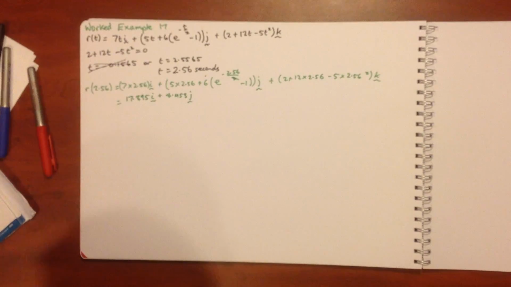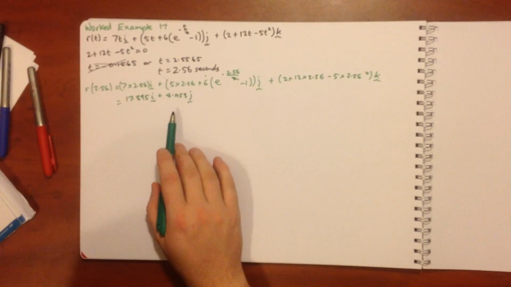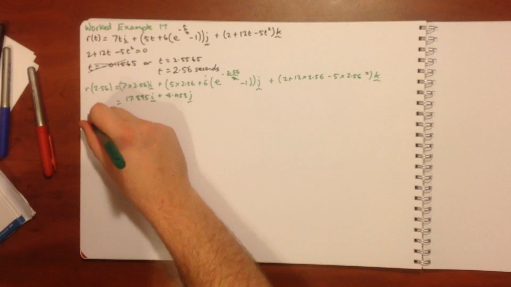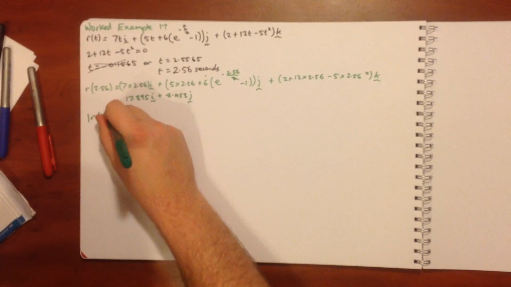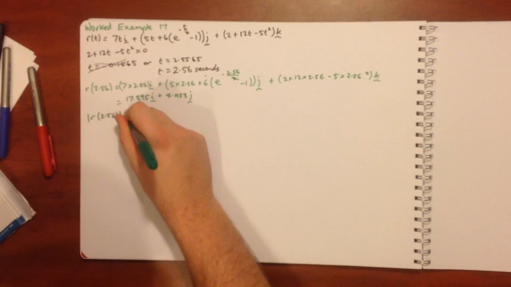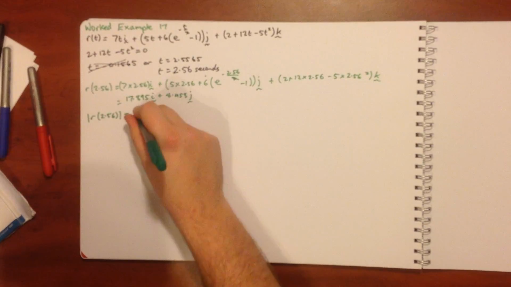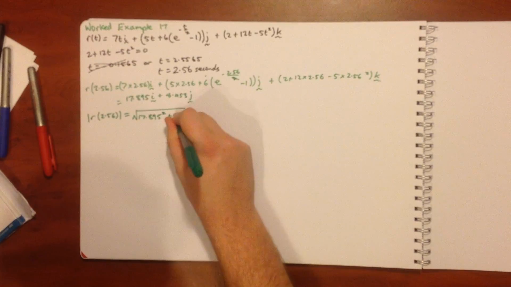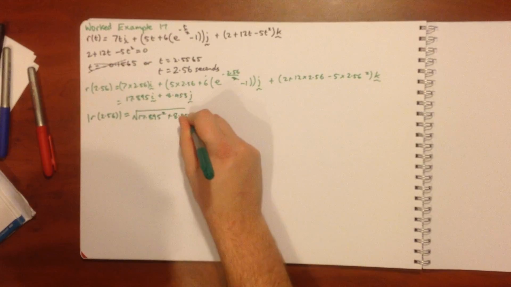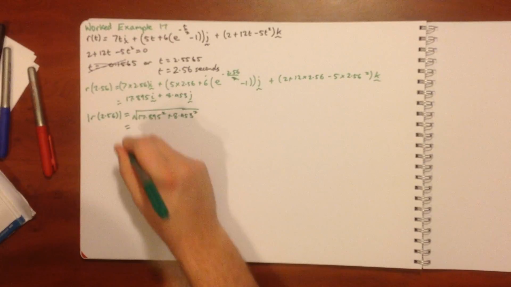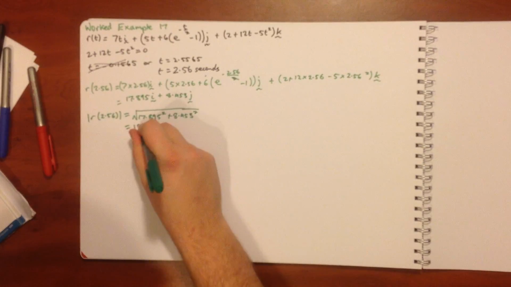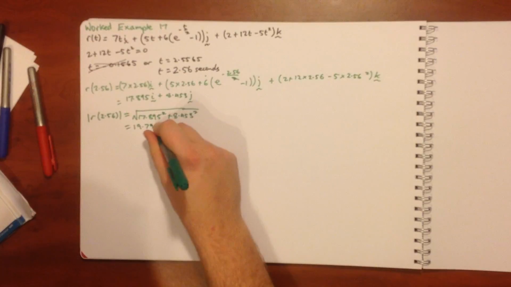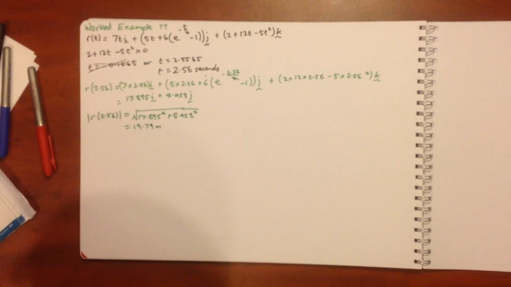Okay, so what we need to do though is actually find the distance. We haven't actually got that. We need the modulus of our r 2.56, which is going to be our Pythag, which is 17.895 squared plus our 8.453 squared inside our square root sign. When we do that, it's 19.79 metres.